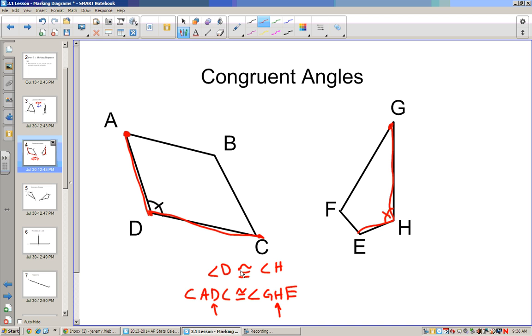Sometimes you can label them with both, and there are other times where you have to use the three letters if there are more than one angle on a certain vertex. We'll get to that later.